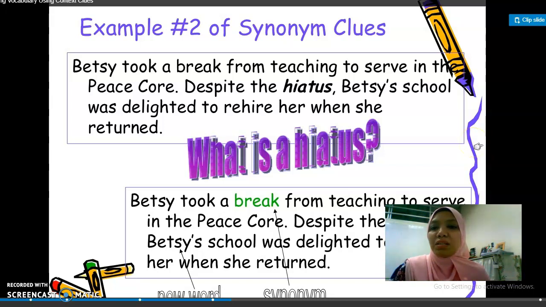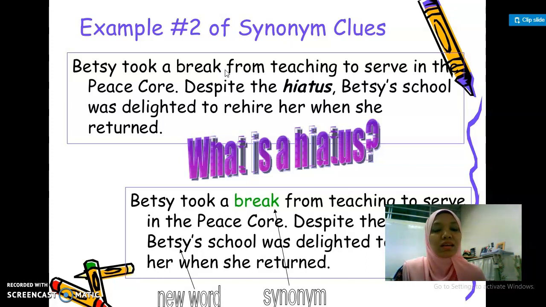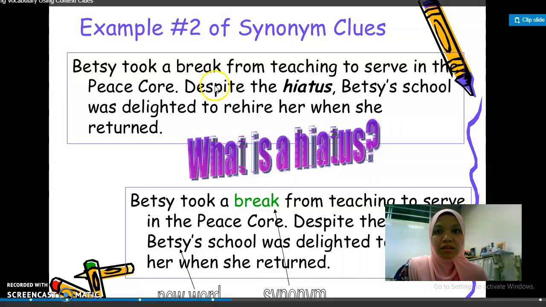Example: Betsy took a break from teaching to serve in the Peace Corps. Despite the hiatus, Betsy's school was delighted to rehire her when she returned. The new word here is hiatus. From the earlier sentence, you can see took a break. So it gives you a clue that hiatus means taking a break. In that sense, you are given the clue to the meaning of the word hiatus.